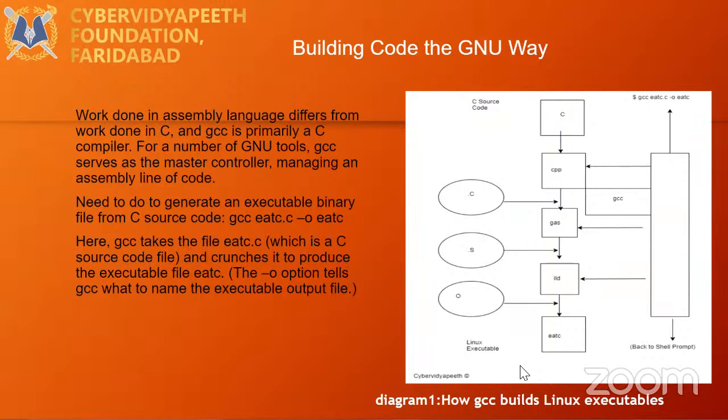To generate an executable binary from source code, you can do gcc eatc.c -o eatc. Here GCC takes the file eatc.c, which is a C source code file, and crunches it to produce the executable file eatc. The -o or output option tells GCC what to name the executable output file. Here you can see a simple diagram of how it happens. You can now pause your screen and just have a look.